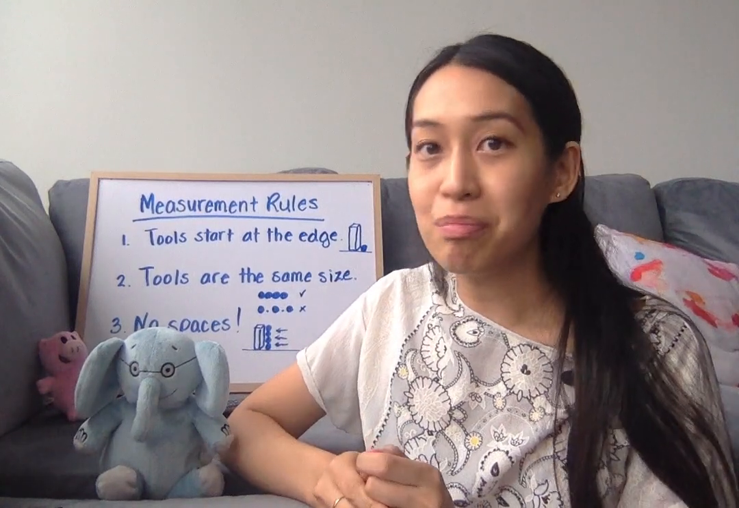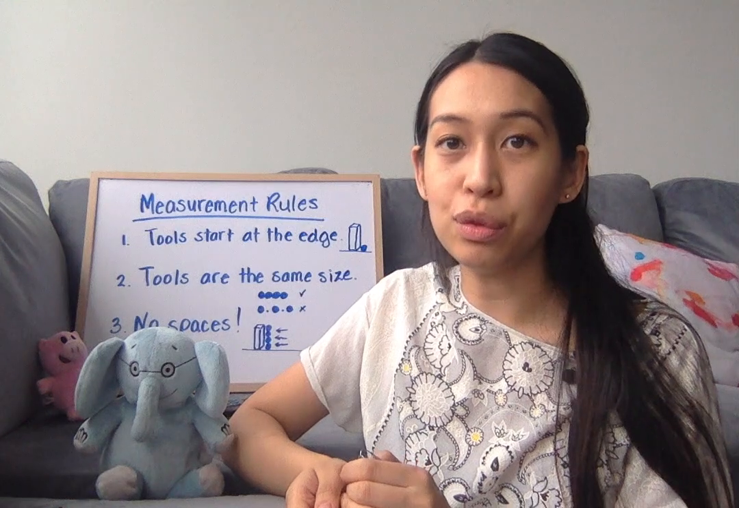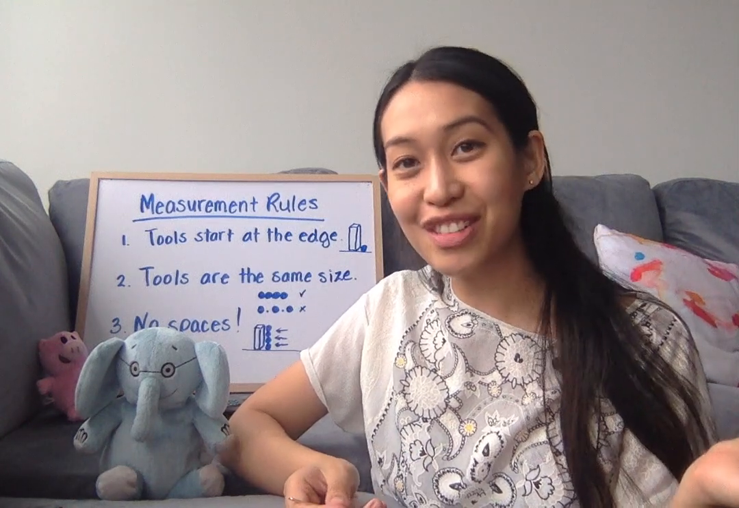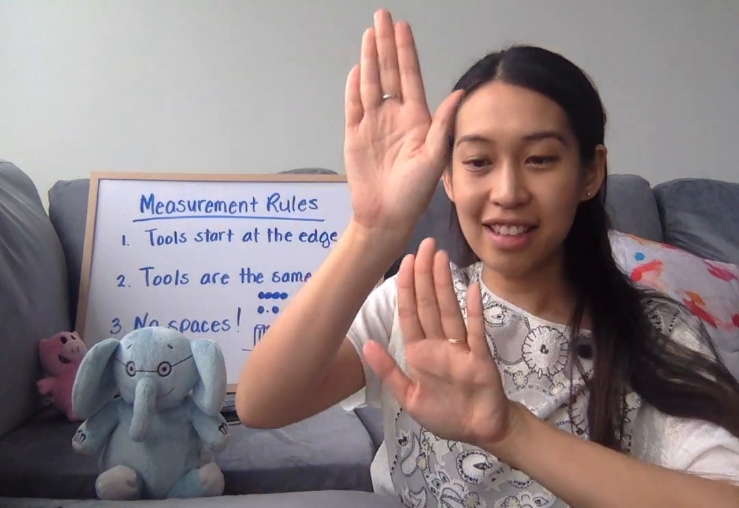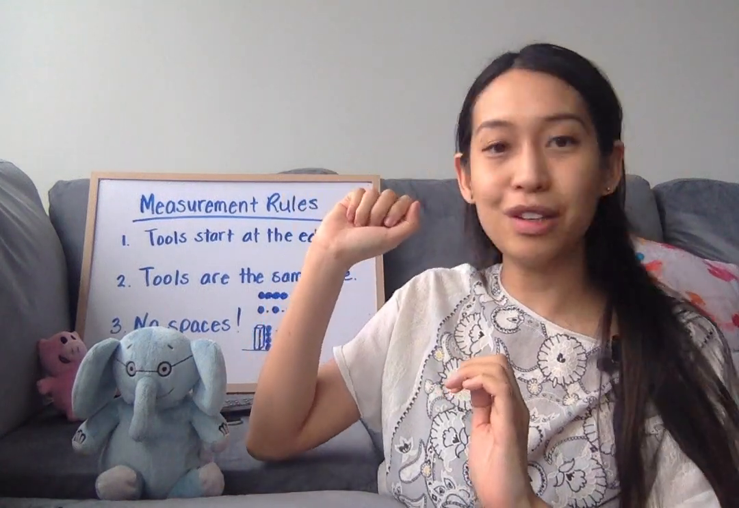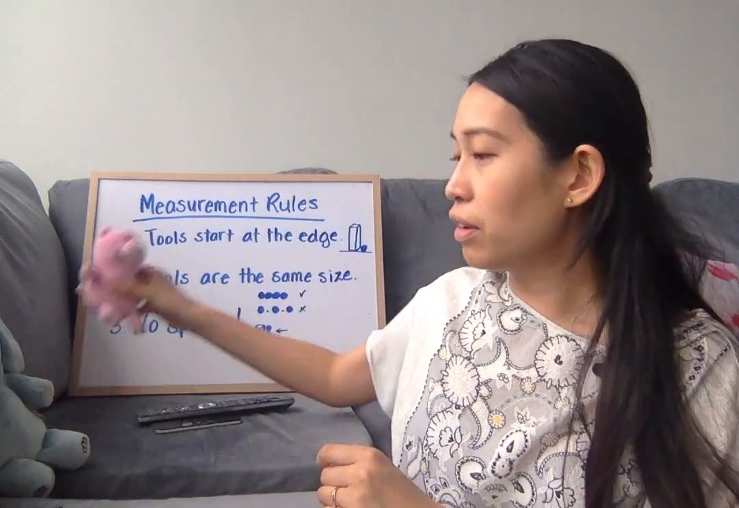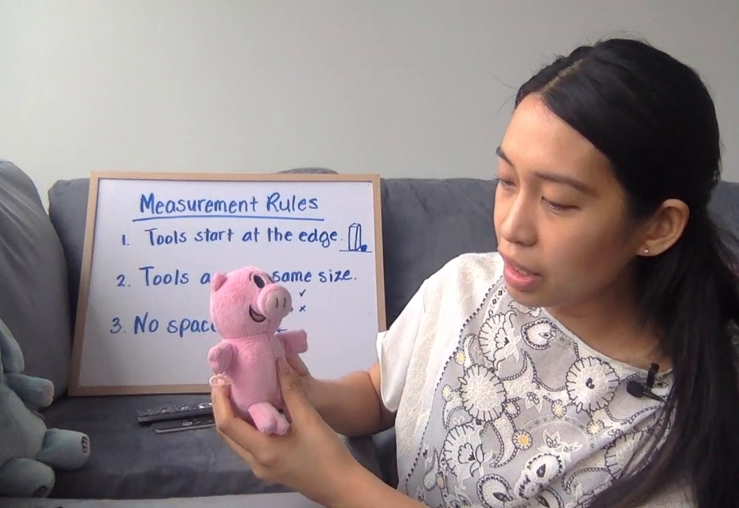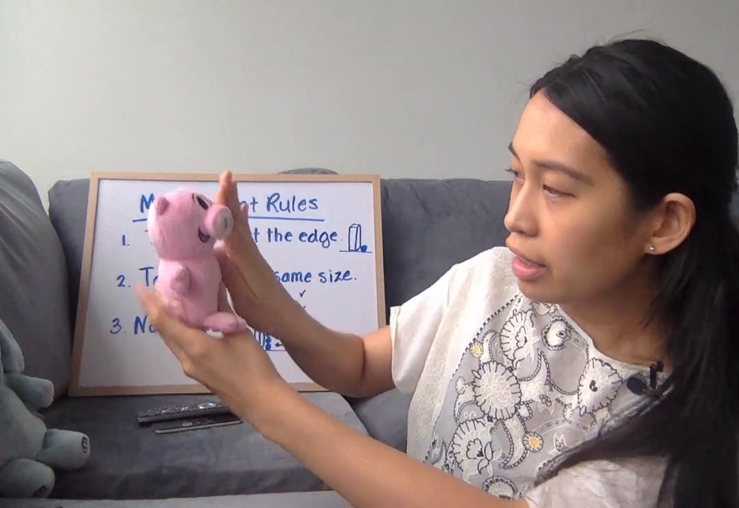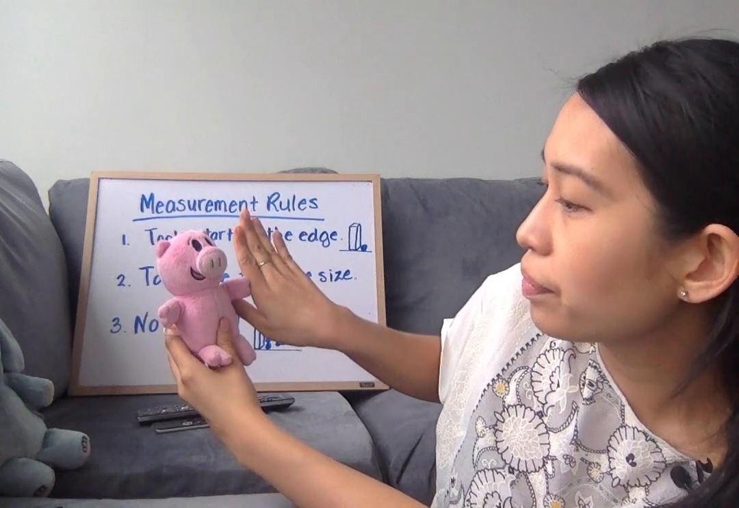Now you can measure many things at home. There are other tools you can use. You can use your shoes to measure things if they are the same size. You can use your hands. So if I want to measure, I don't know what else to measure. If I want to measure Piggy, maybe how tall he is is 1 hand length tall.